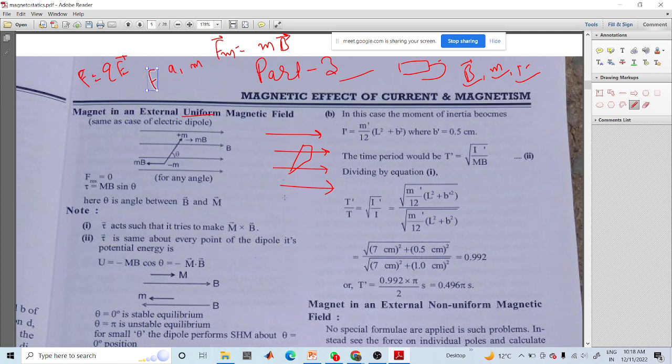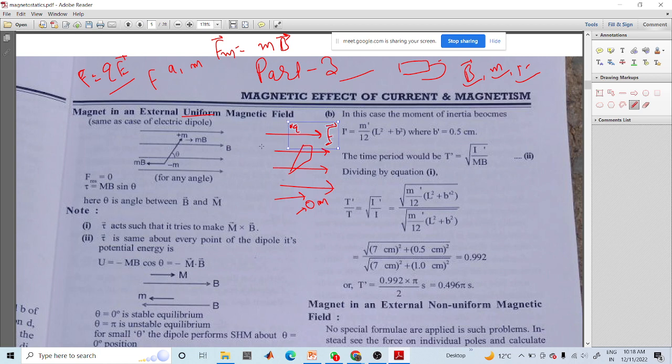As we know, if we have a field and we have a pole, this pole will feel force. It is similar to the electric field. Suppose it is electric field E, if you put a charge q over here, this q charge will feel force q into E.